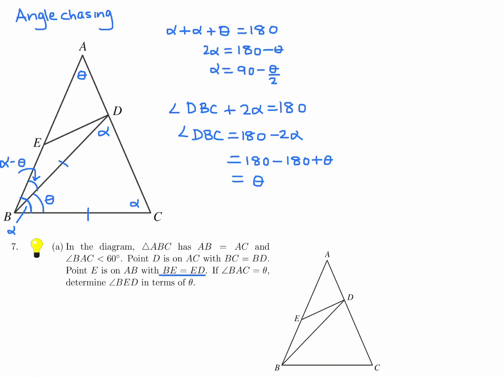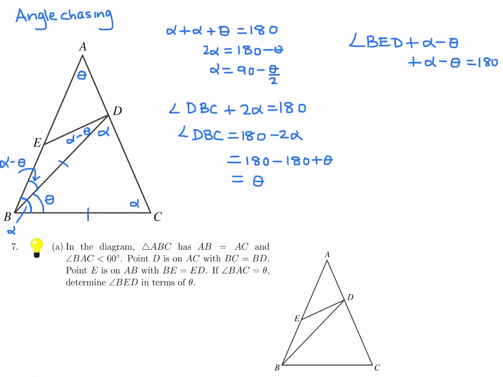And then finally, BE is equal to ED. BE is equal to ED, so that's another isosceles triangle. So that means this angle has got to be the same as that angle. Well, that angle we just figured out was alpha minus theta, so this is also alpha minus theta. That angle in there. So finally we get to BED, which is this guy right here, and that's what we have to figure out. So BED plus this, which is alpha minus theta, plus this, which is also alpha minus theta, is equal to 180 degrees.